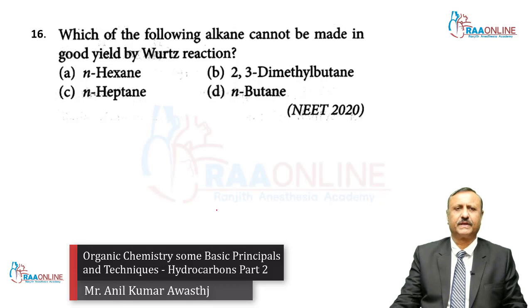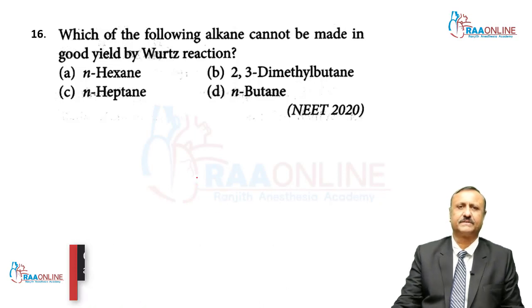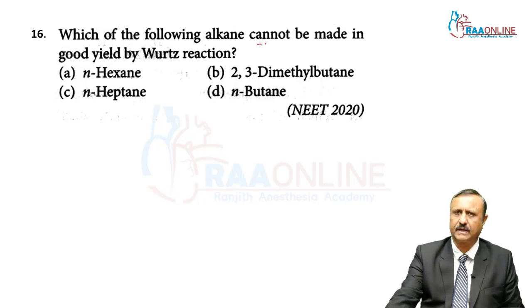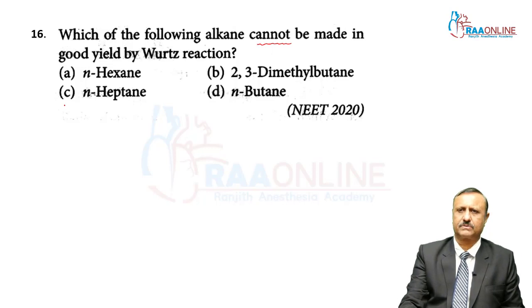Now, my dear students, we can go to question number 16: which of the following alkanes cannot be made in good yield by Wood's reaction? My dear students, this question was asked in NEET 2020. Here the question asks which cannot be made in good yield by Wood's reaction. What is the concept and reaction?